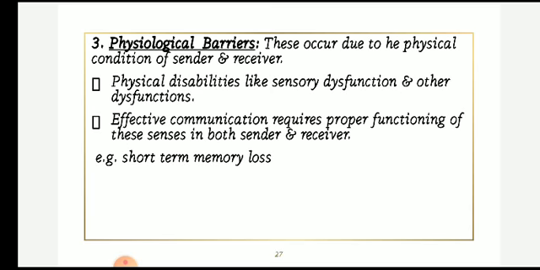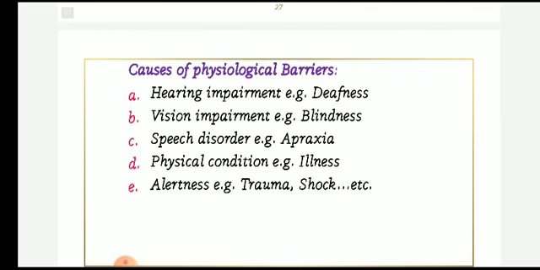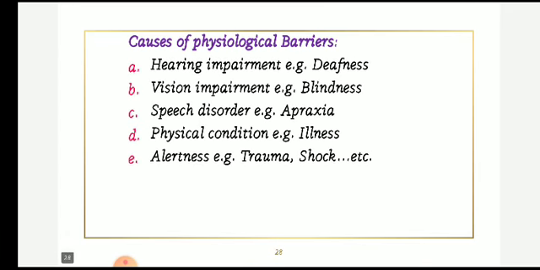Now let us see different causes of the physiological barriers. There are many, depending upon the problems in different body parts of a person. First is the hearing impairment.